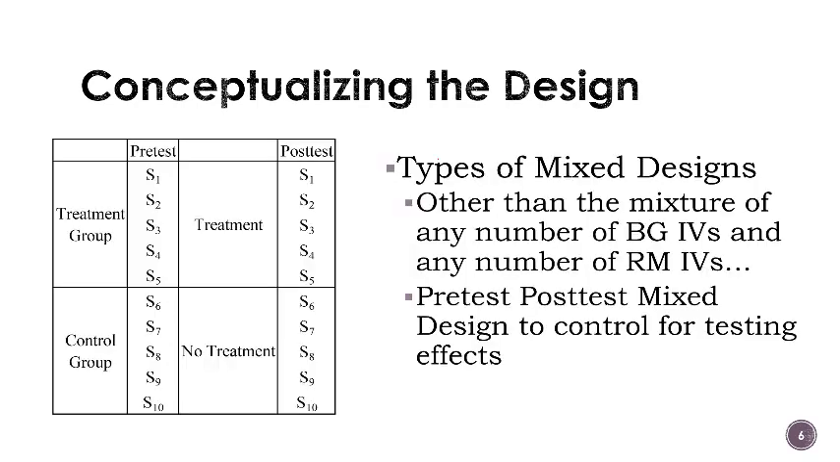So, in terms of types of mixed designs, really anytime you're mixing together between groups IVs and repeated measures IVs, you have 5 repeated measures and 2 between groups, or 5 between groups and 2 repeated measures, whatever. Any mixture of those is going to be a mixed ANOVA. One in particular that comes up a lot is this design here that's called a pre-test, post-test.